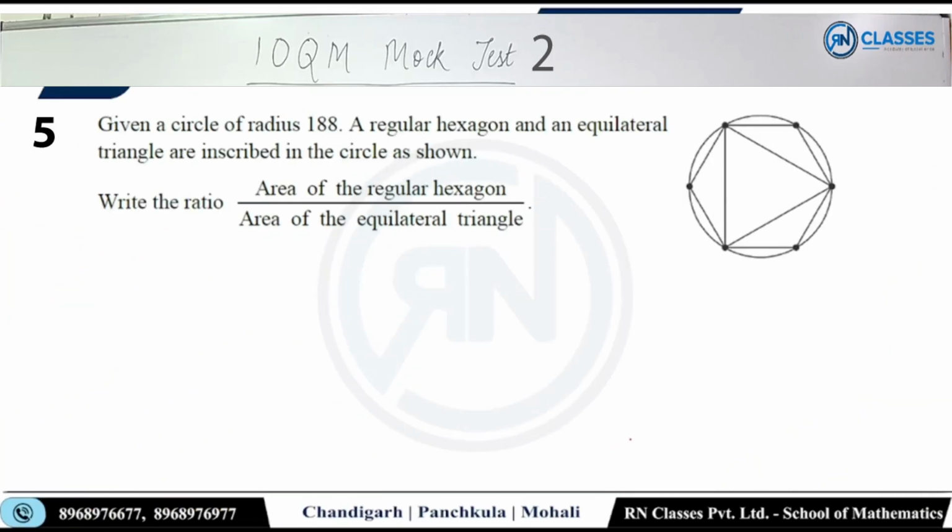Given a circle of radius 188, a regular hexagon and equilateral triangle are inscribed in a circle. जैसे बना हुआ है भाई, ठीक है, बनाया हुआ है already. Write the ratio of the area of a regular hexagon to the area of an equilateral triangle.